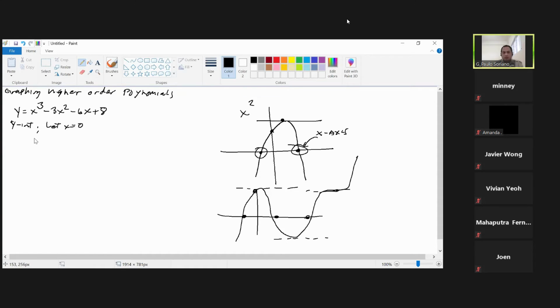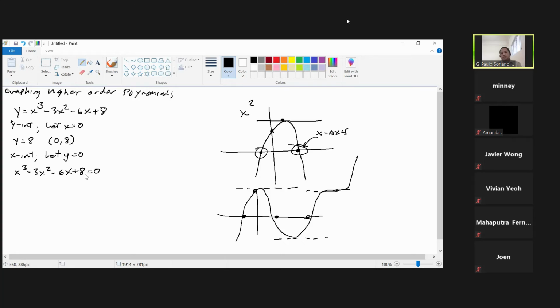Okay, can you do this? Then y equal to 0, so what we have is the point at 0, 8. Next is x-intercept. Let y equal to 0. So if this one becomes 0, we are left with x cubed minus 3x squared minus 6x plus 8 equal to 0.